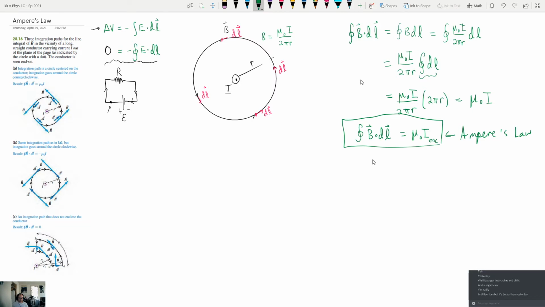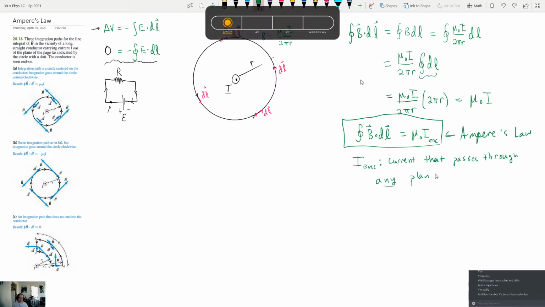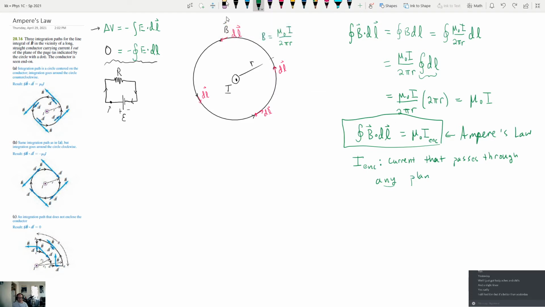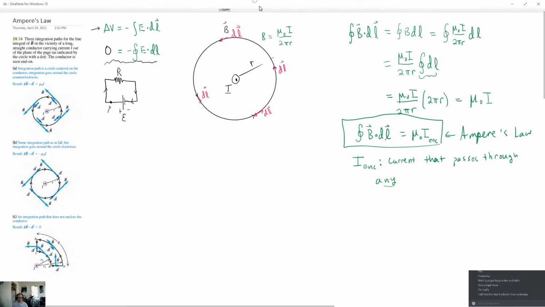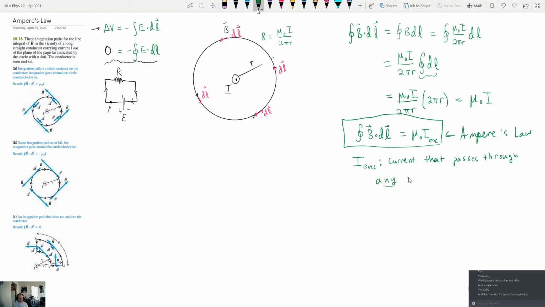Now specifically, the current enclosed represents the current that passes through any plane... plane's the wrong word, because I think when I say plane, you're going to think something that is not what I mean. So I'll use the word surface. Through any surface bounded by the path.